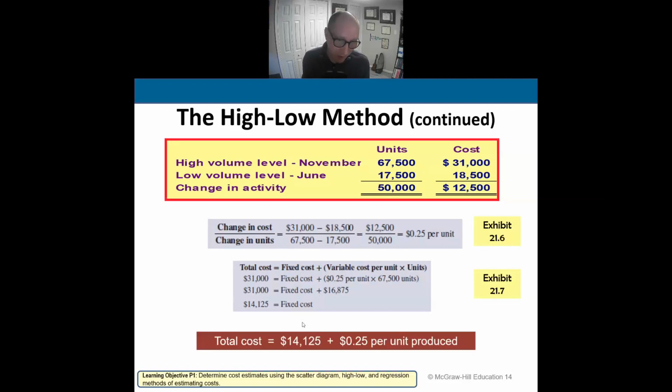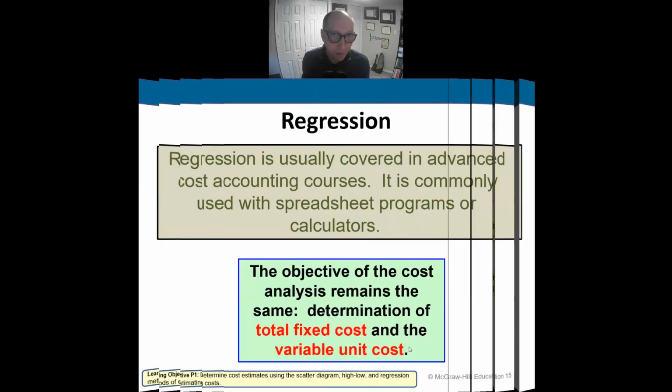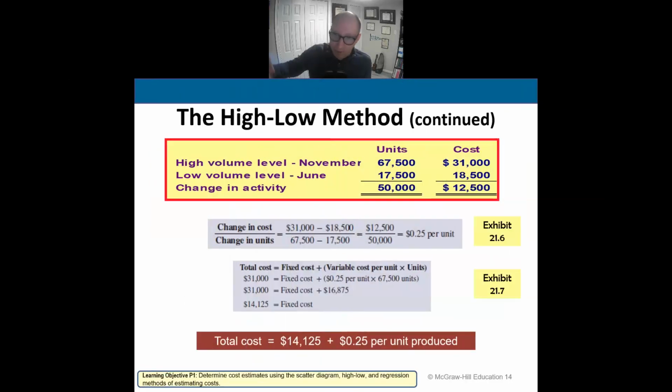So yes, the total fixed cost is 14,125 plus 25 cents per unit produced to get the total cost change. That's the high-low method. That's what the high-low method is all about. It helps to find the average, really. It's just a long way of going about it. The change in that. Yeah, high-low method. It's a good one.